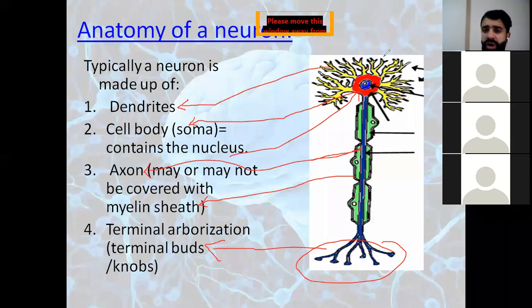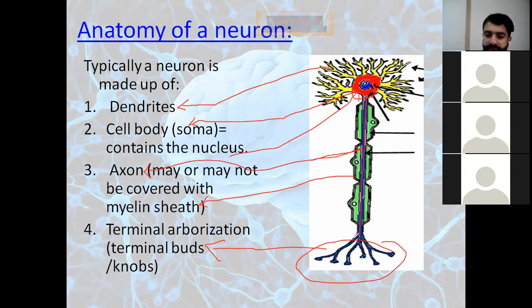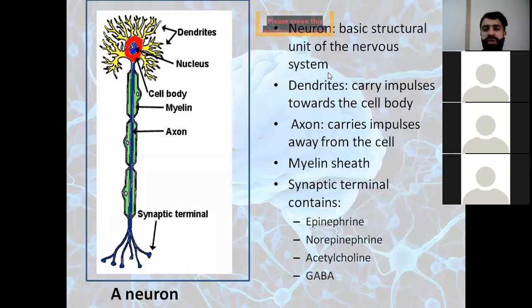We have dendrites, hair-like structures that are responsible for receiving the message, then sending it toward the soma, which contains the nucleus. Then it moves along the axon, which may or may not be myelinated, and reaches the terminal buds or the terminal arborization. So here is the structure of a neuron. The neuron is the basic structural unit of the nervous system, the start and the basis of any nervous cell or nervous system.